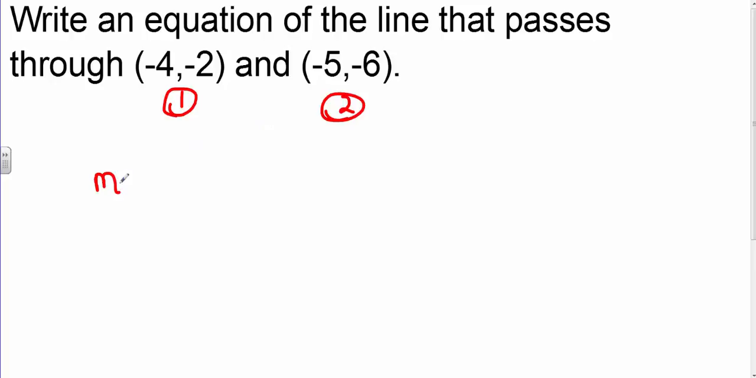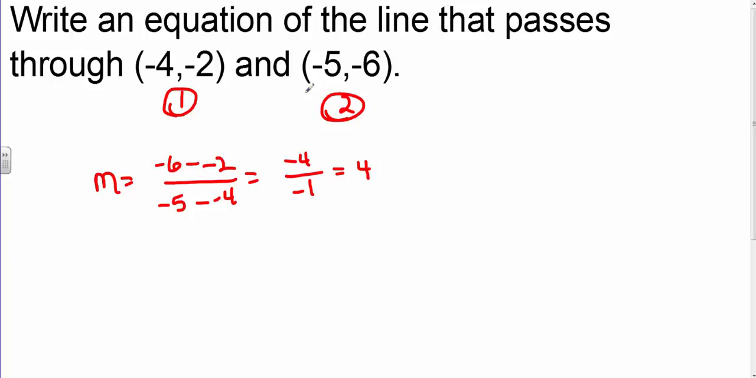So m, the formula, m is equal to negative 6 minus negative 2 over negative 5 minus negative 4. So that gives us negative 6 plus 2 gives us negative 4 over negative 5 plus 4 gives us negative 1. And negative over negative gives us positive 4. So our slope is 4.